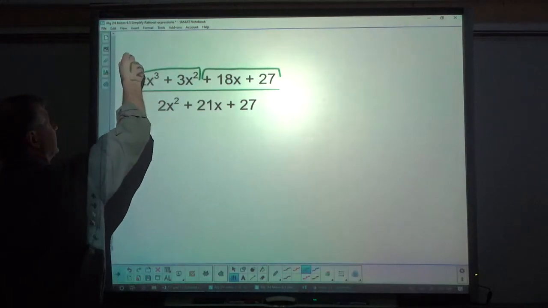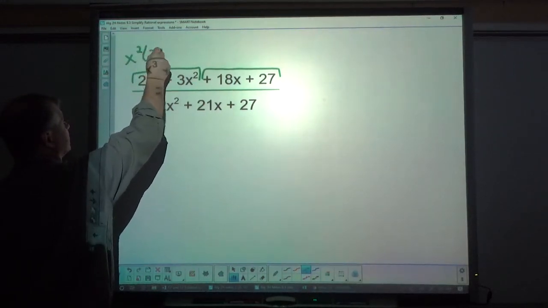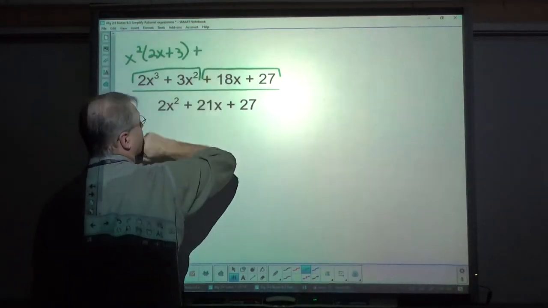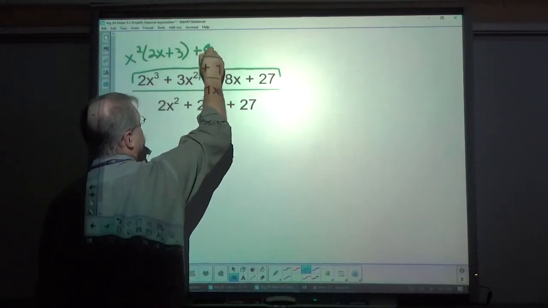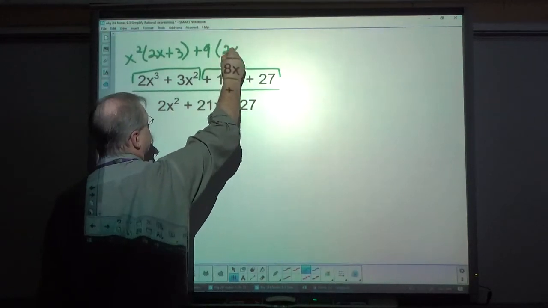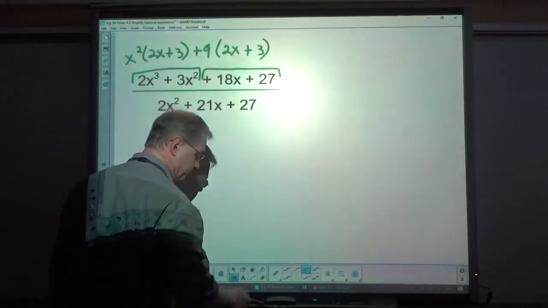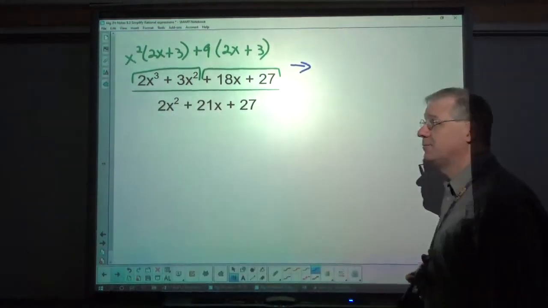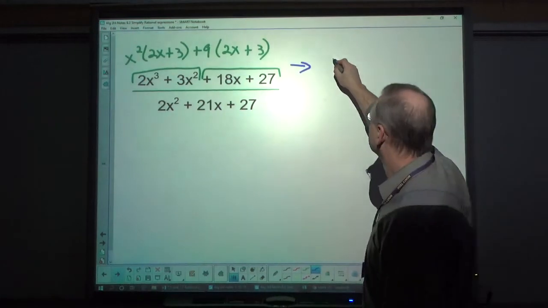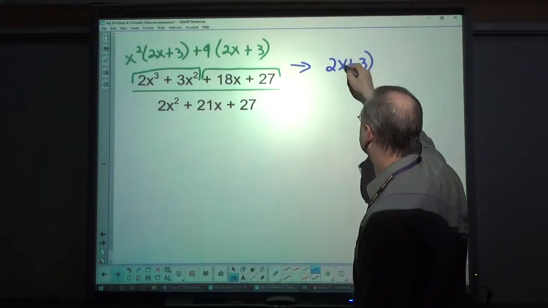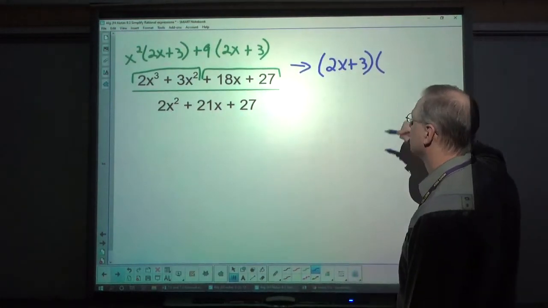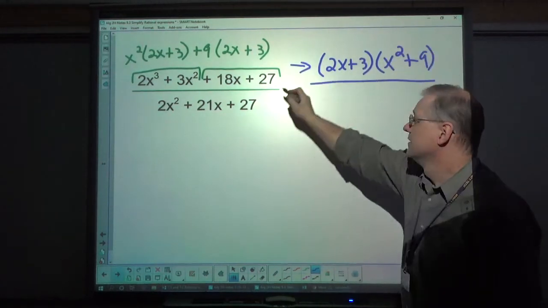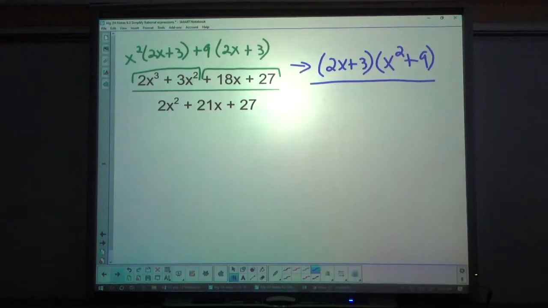I'm going to pull out an x squared here. That leaves me with 2x plus 3. Over here, I'm going to pull a positive 9. That leaves me with 2x plus 3. And what that leads to is they both have a 2x plus 3. They're identical. I factor it out. What's left in the other parenthesis is x squared plus 9. This is all review. This is not new to you.